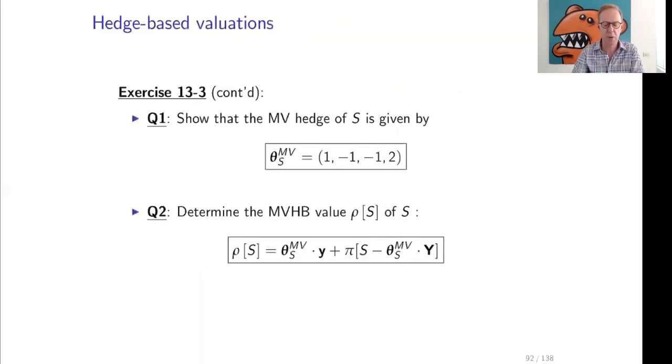Let us now have a look at the second question. We have to determine the mean variance hedge-based value, rho of S. In a general case, rho of S is the time 0 price of the mean variance hedge of S plus pi of the hedging error.